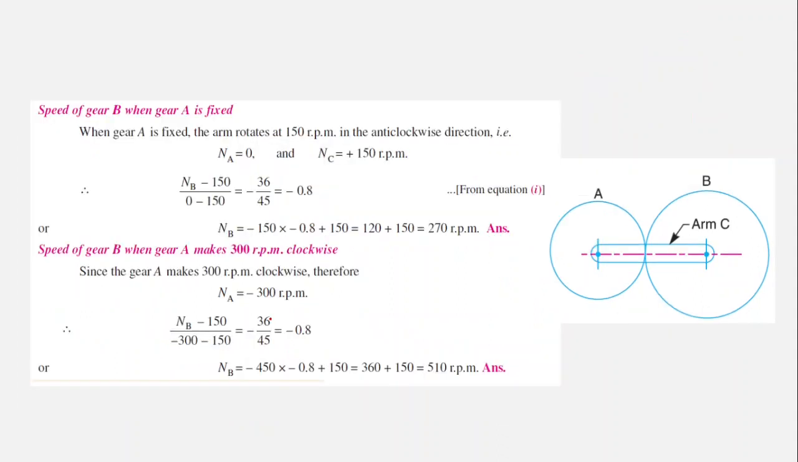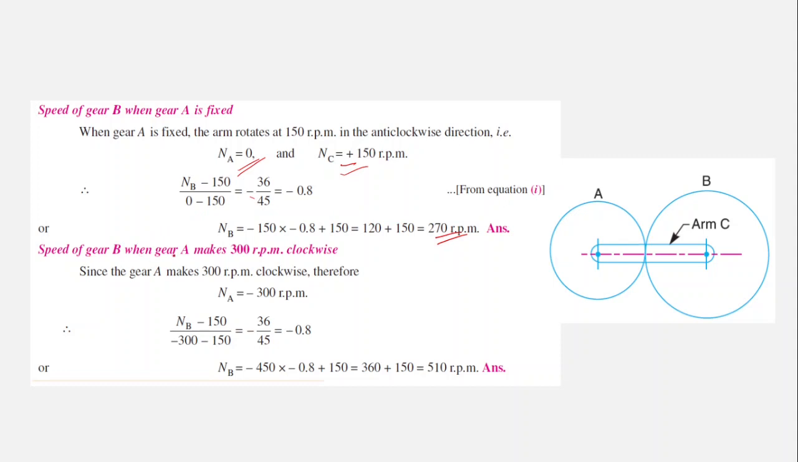Then we can substitute the given condition. The speed of gear B when gear A is fixed, NA must be equal to 0. Then in this equation, NB minus 150 divided by 0 minus 150 is equal to minus 36 by 45, that's equal to negative 0.8. Here NC is equal to plus 150 rpm anti-clockwise direction. Then we can easily find NB. NB is equal to 270 rpm as in the case of the tabular method.